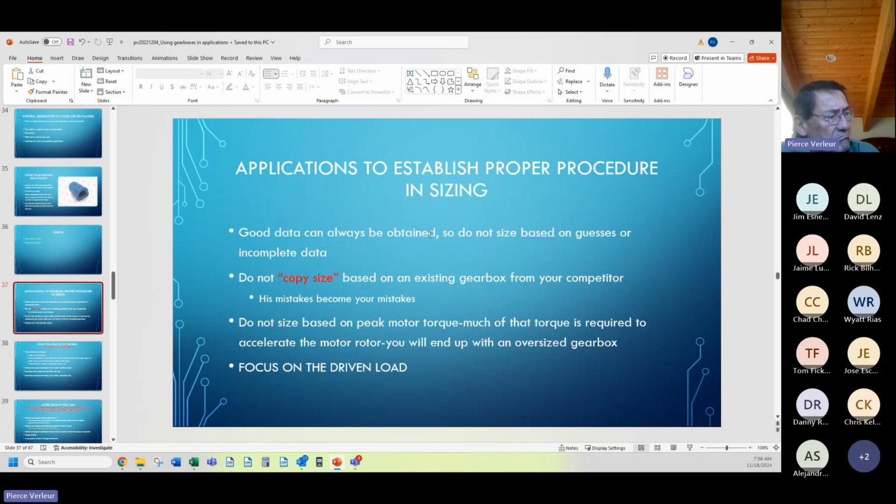If the man says, how much backlash do you need? None. Then you ask the next question. Are you comfortable with the fact that the gearbox will cost 5 times as much as if you can accommodate some backlash? And typically you're going to get the customer to think a little bit.